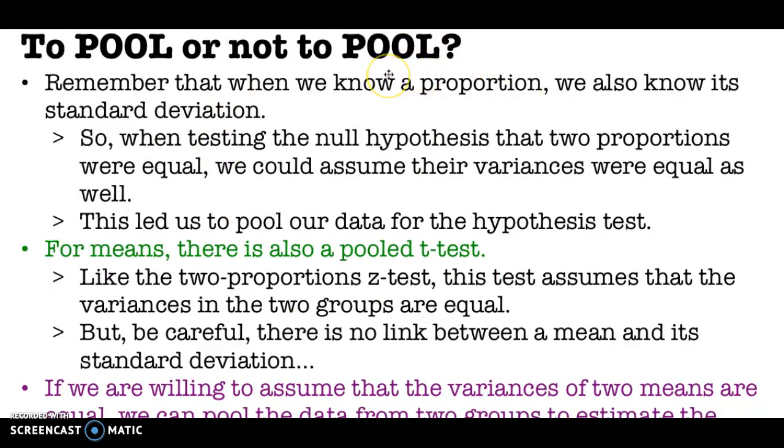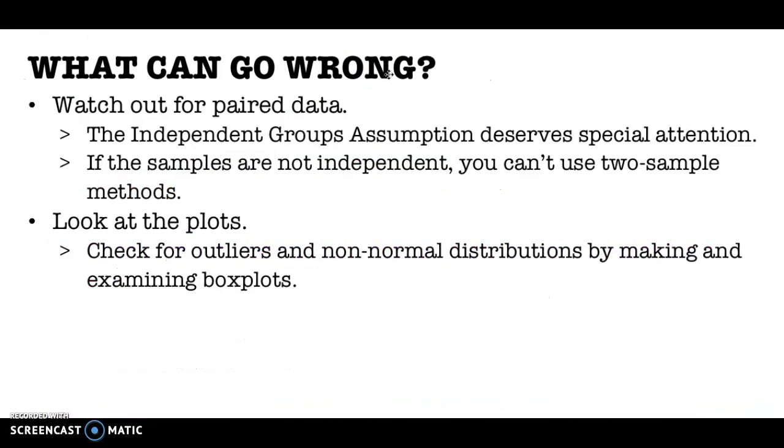So there's all that fun stuff for you. All right, so what can go wrong? Watch out for paired data. The independent groups assumption deserves special attention. If the samples are not independent, you can't use two-sample methods. Also, look at the plots. Check for outliers and non-normal distributions by making and examining your box plots.